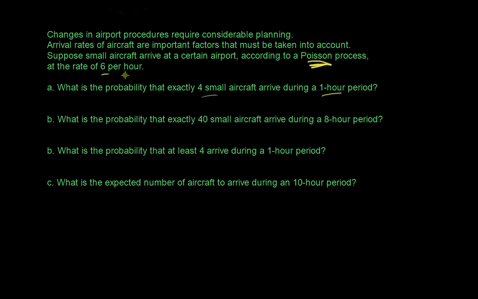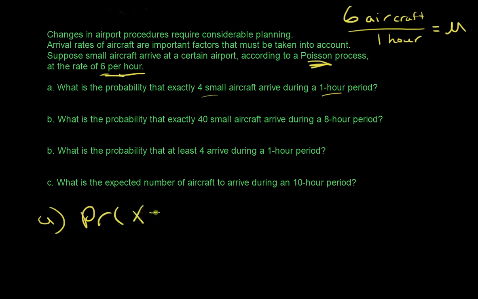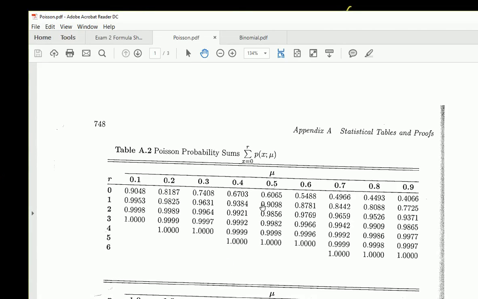Okay, so it's 6 per 1 hour, right? I think a great idea whenever you're doing Poisson is always write what your ratio is over to the side. So 6 aircraft per 1 hour, okay? So this will be mu, all right? So starting with part A, what's the probability that x equals 4? Now, we do have a Poisson table, so let's go to our Poisson table.